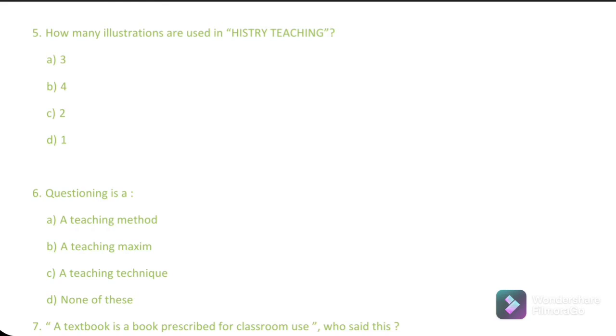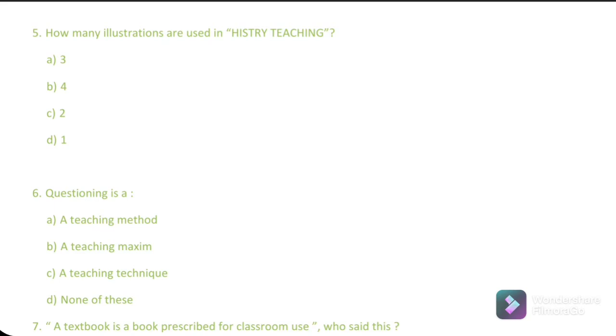Coming to question number 5, how many illustrations are used in history teaching? So there is a spelling mistake. Option A, 3. Option B, 4. Option C, 2. And option number D, 1. So the correct answer to this question will be option number C, 2. So there are two illustrations used in history teaching, that is oral illustrations and visual illustration.